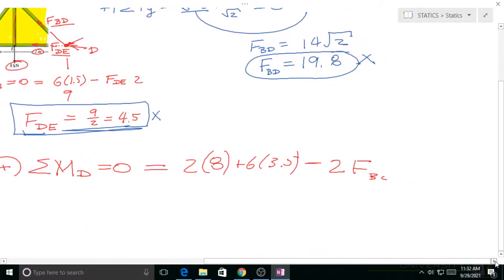Let's see, half of 6 is 3. 18 plus 3 is what? 18, 21, right? Is 6 times 3.5 21? And then I think that's 16. Add 17, you got a 2, 37.